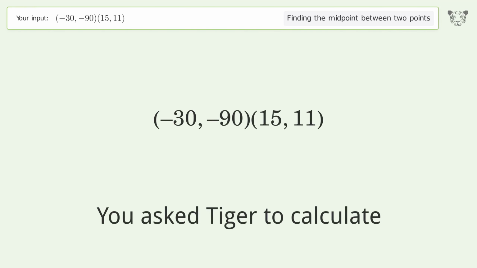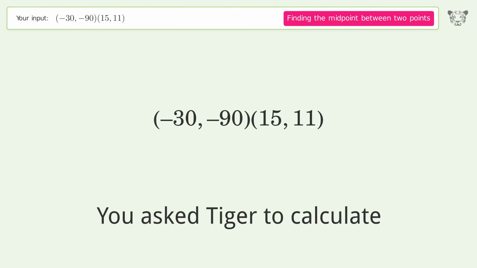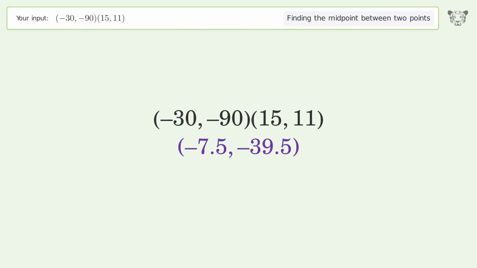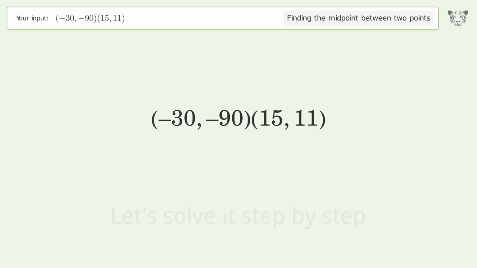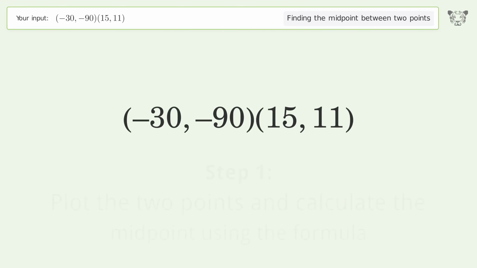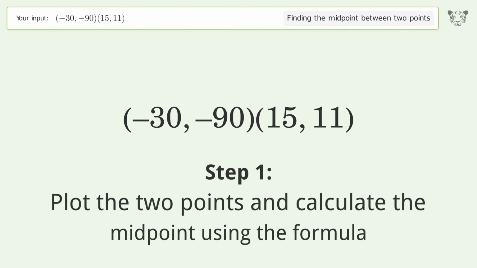You ask Tiger to calculate. This deals with finding the midpoint between 2 points. The midpoint between the 2 points is -7.5, -39.5. Let's solve it step by step. Plot the 2 points and calculate the midpoint using the formula.